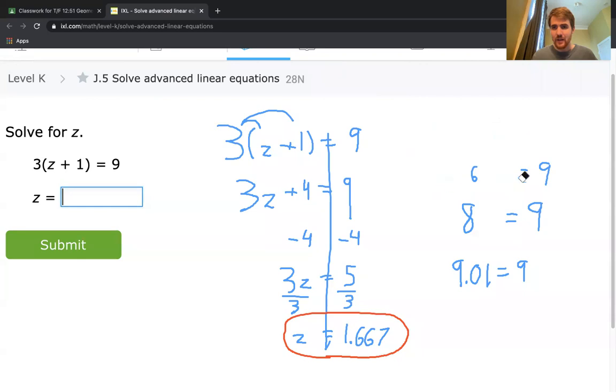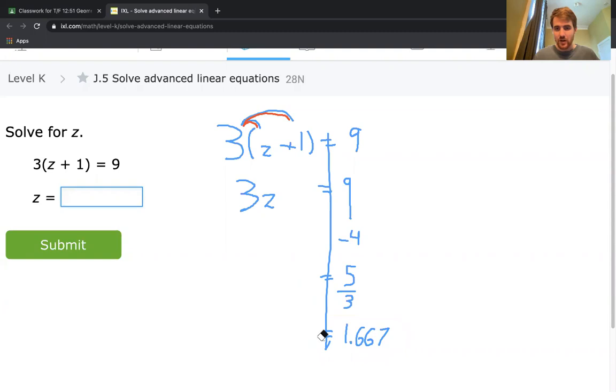So I found a mistake by checking my work, and it's a good practice to get into, to check your work. And if you didn't already spot the mistake, it happened right at the beginning when I distributed 3 times z and 3 times 1. Instead of doing 3 times 1, I did 3 plus 1 and got plus 4. But really, I should have done 3 times 1. So this should have been plus 3.